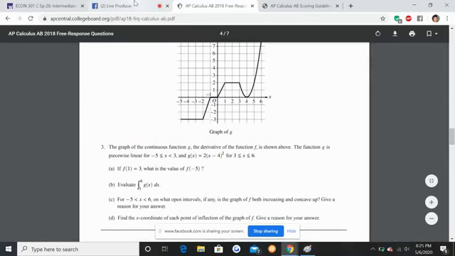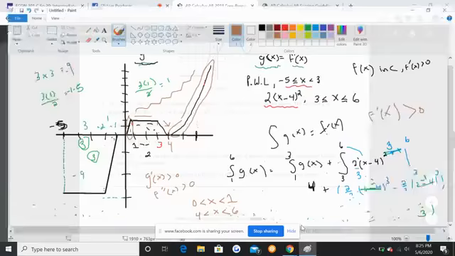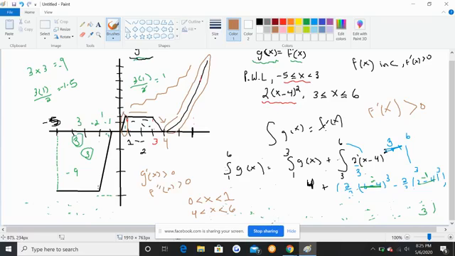If I didn't, you can ask me questions, shoot me a message. Give a reason for your answer. We already gave the reason, right? This is where f prime of x is greater than 0 and f double prime of x is greater than 0. So this means that the function f of x is increasing, and this means that the function f of x is concave up.